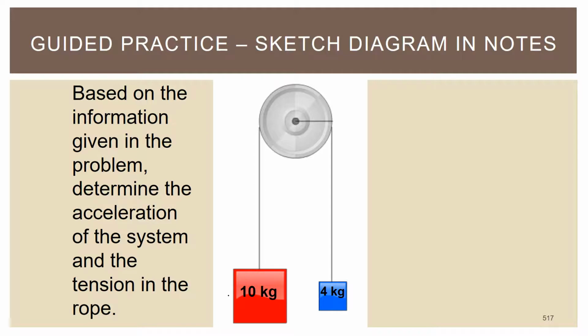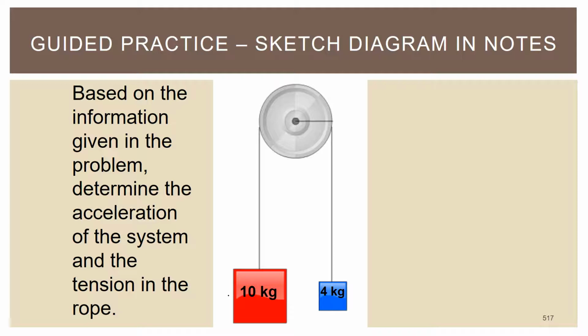as shown in the figure below, a 10-kilogram block is attached to a rope, which is wrapped around a pulley. The other side of that rope is connected to a 4-kilogram block, as shown in the diagram. Based on the information shown in the figure, determine the acceleration of the system and the tension in the rope. And so, as I think the aim suggested here, the way to do this is to draw the free body diagram. And so that's what we're going to do.